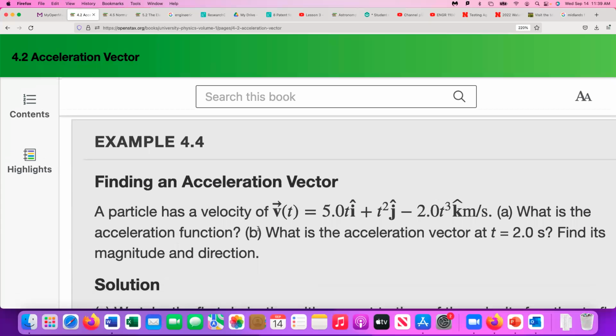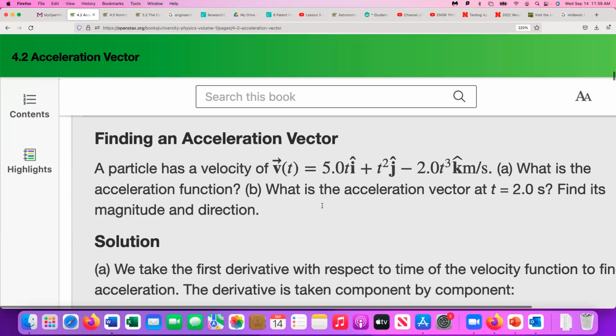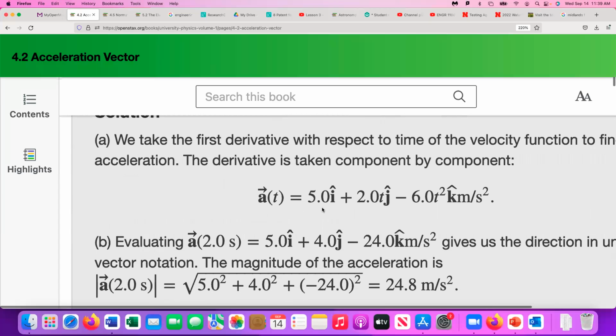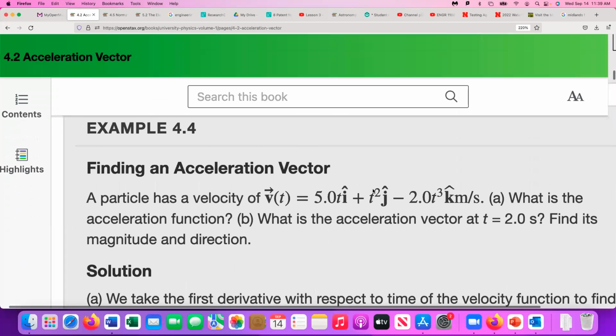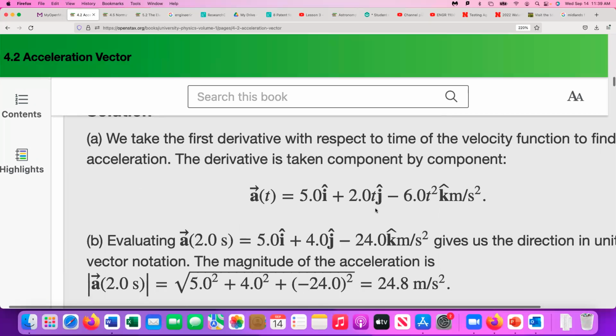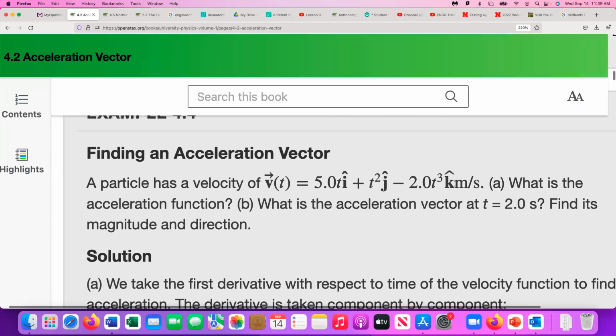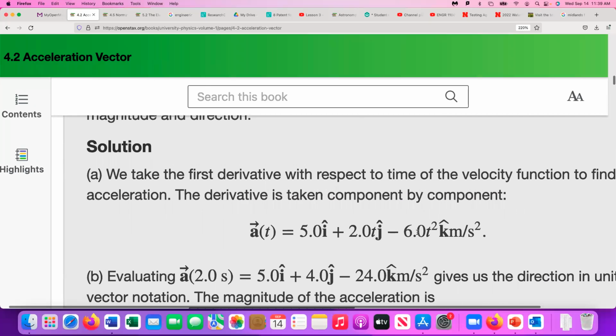In this example, they give us a velocity vector that is time dependent, and we calculate the acceleration vector by taking the first time derivative of this velocity vector. Really quite simple. We go ahead and do this. The first time derivative of 5t is 5. The first time derivative of t squared ends up being 2t. And the first time derivative of negative 2t cubed is negative 6t squared. And so there is our acceleration vector in component form.